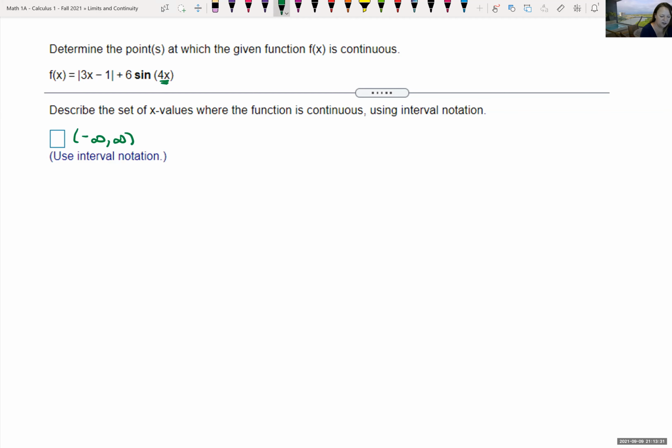Because I know this 4 times the x, remember, 4 times the number just shrunk or extended the period, how fast it repeated itself. And that 6 in front, all that did to the sine is make it so that our amplitude was 6. So that doesn't affect it being continuous or not. And if we look at the absolute value of a function, it's just a V shape. And so that's continuous everywhere. So the sum of two continuous functions also has to be continuous everywhere. And so that one should be negative infinity to infinity.